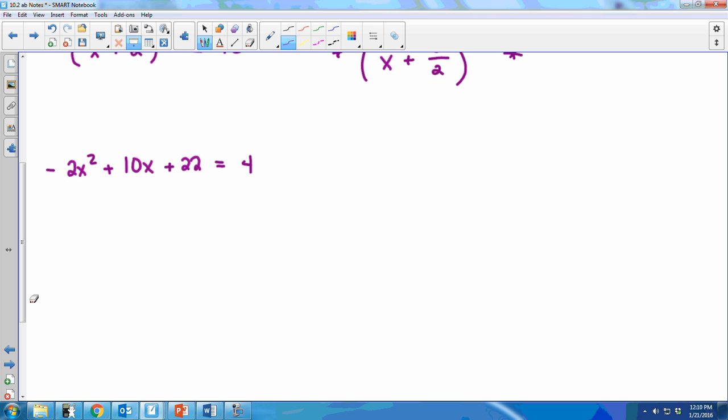Luckily, all of the coefficients are even. So I can divide everything by negative 2, and then I will just have 1x squared. All right, so you need to make sure you're looking out for that. This will not work if you have a number other than 1 in front of x squared. So since I'm dividing by negative 2, watch your signs. You have x squared minus 5x minus 11 equals negative 2.